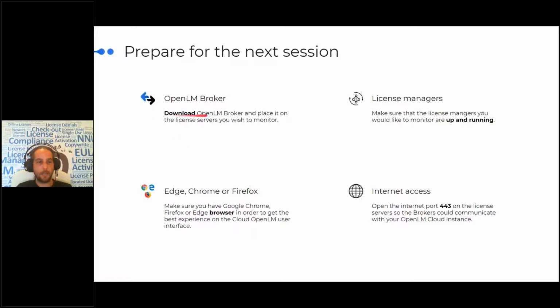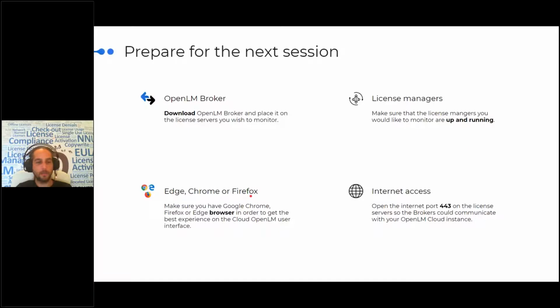So what you'll need to do is download the OpenLM broker and place it on the license server. You can download it on our website. Just go to openlm.com, and you've got a download section there. Just download the OpenLM broker. We have it on Linux and on Windows as well.